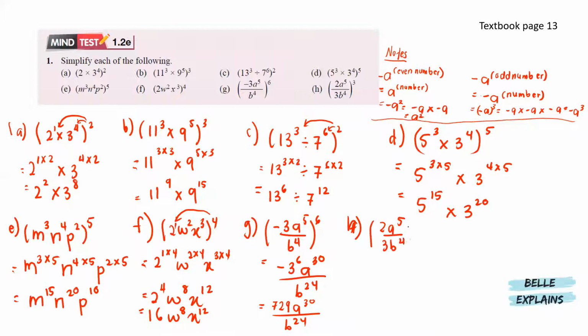And lastly for H, we have 2a to the power of 5 over 3b to the power of 4, all to the power of 3. So here we get 2 to the power of 3, a to the power of 15 over 3 to the power of 3 and b to the power of 12. So this should give us 8 over 27 for the numerics. And then we have a to the power of 15 over b to the power of 12.